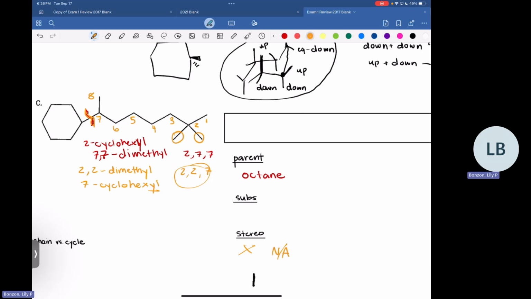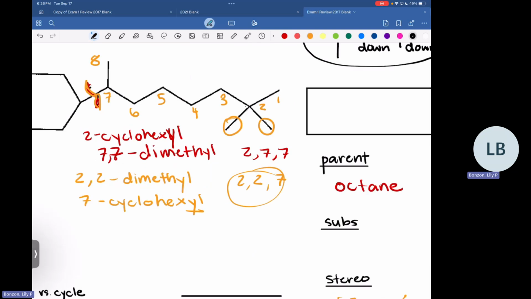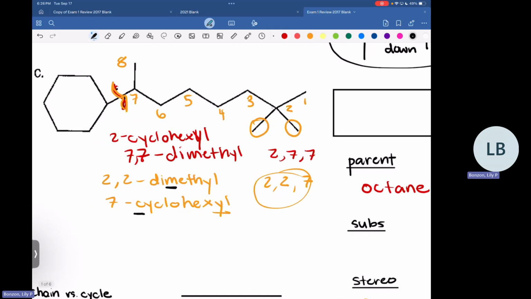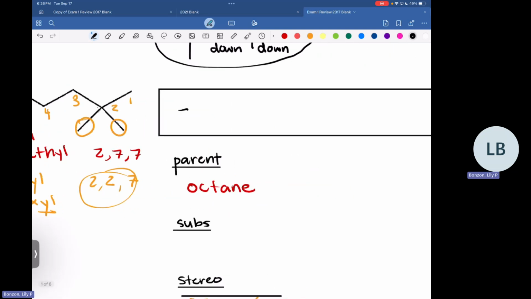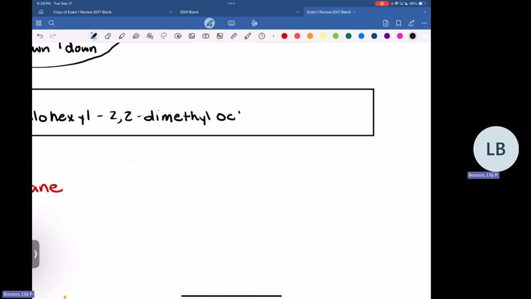So going back to the alphabetical priority, we're not going to be considering the di. We're going to be considering the M for the methyl. We are going to be considering the C in cyclohexyl because that is intrinsic to the structure of that group. So even though cyclohexyl is 7, it's going to go first because it has the lower alphabetical priority. So this one is going to be 7-cyclohexyl, 2,2-dimethyl, and then our parent was an 8 carbon chain, so octane.